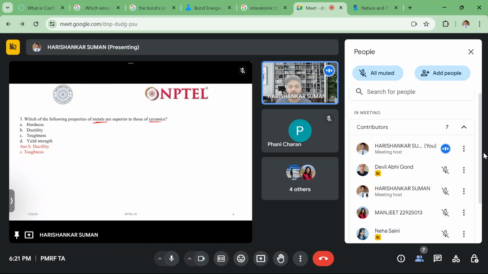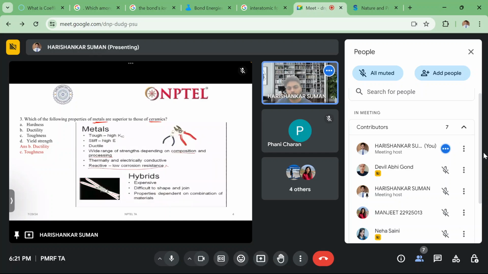So you can see in the screenshot. Screenshots are taken from the lectures. Metals: high toughness, high stiffness, ductile, wide range of strengths depending on the composition and processing. Thermal and electric conductivity is high for metals, and reactive, low corrosion resistance.